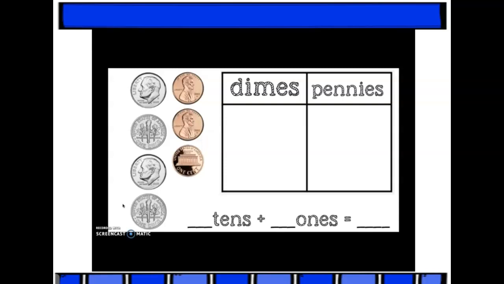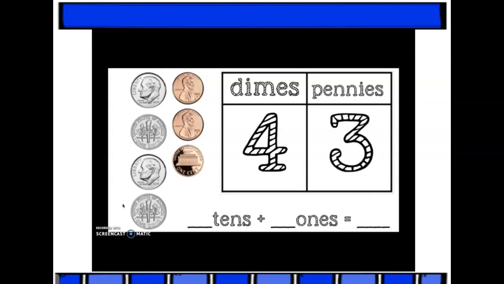Okay, so how many dimes do you see there? Can you go ahead and count for me, friend? Yeah, good job. 1, 2, 3, 4. 4 groups of dimes. How many pennies do I have? Go ahead and count. You got it right. 1, 2, 3. So I have 3 pennies.